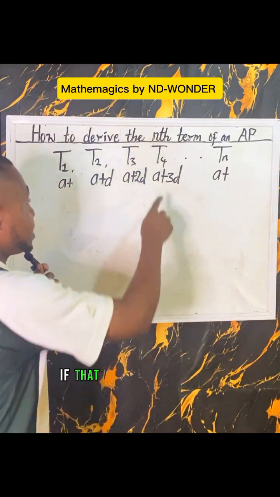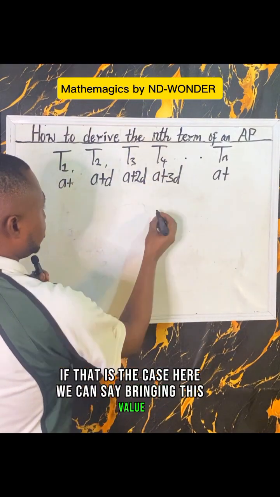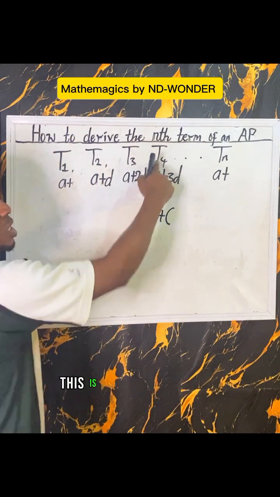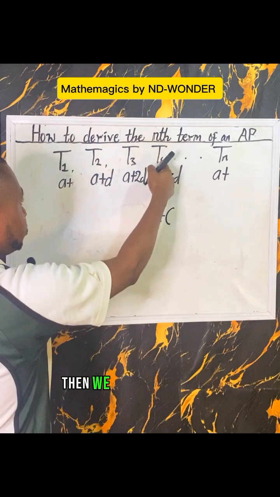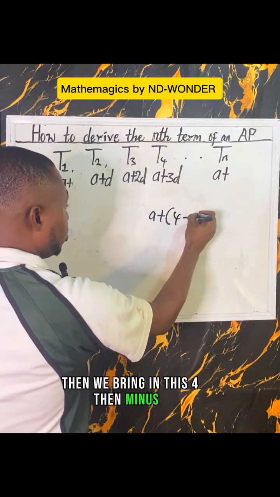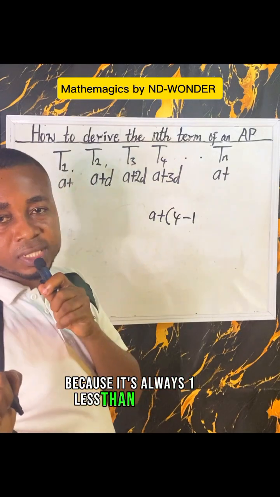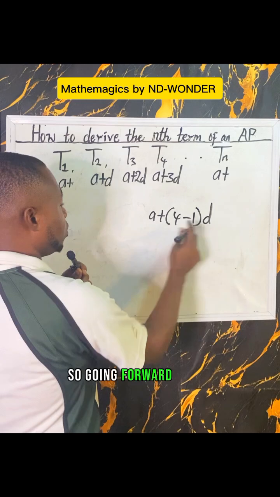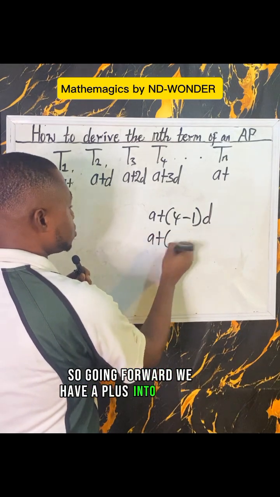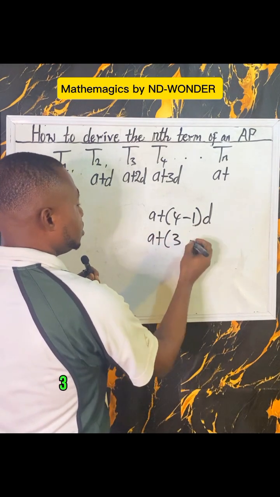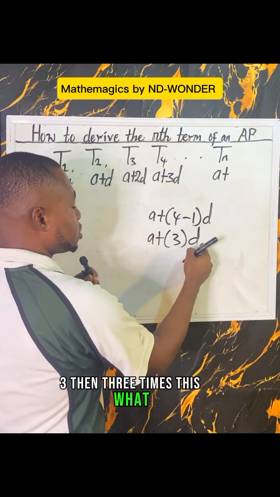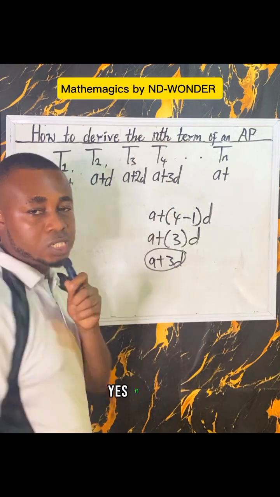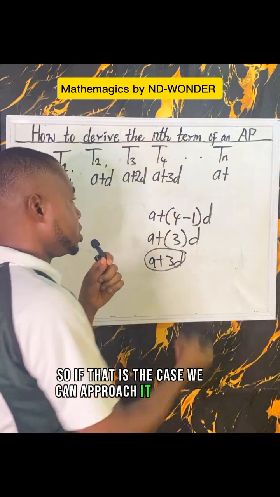Seeing is believing. If that is the case here, bringing in this value, we say A plus into bracket, which term is this? This is the fourth term, isn't it? Then we bring in this 4, then minus 1 because it's always 1 less than the term, then times the common difference. So going forward, we have A plus into 4 minus 1, which is 3. Then 3 times this is 3D. We're having A plus 3D. Is it not the same with this? Yes, it is. So if that is the case, we can approach it the same way.